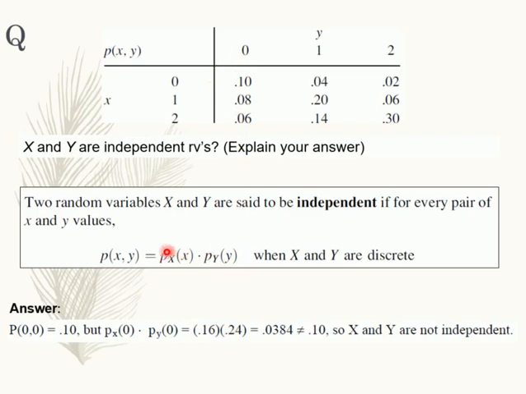Remember, according to this definition, this 0.10 should be equal to the product of those. And in this case, it's 0.0384. But this is obviously not equal to 0.10. So therefore, we say they are not independent. So the very moment you find one pair which does not satisfy this relationship, you can stop there and say that they are dependent, because it's important that every single pair satisfies this for them to be independent.